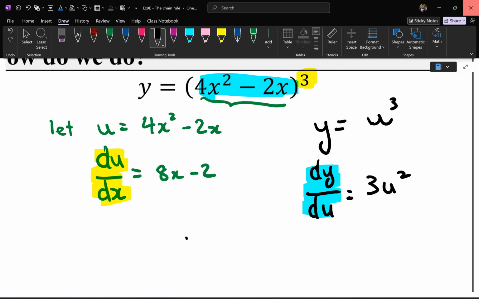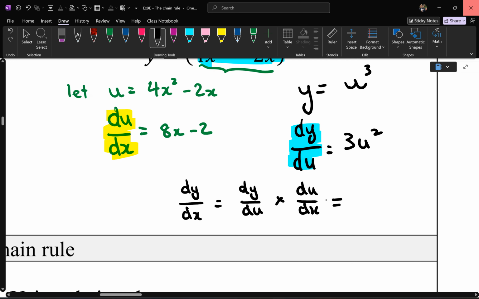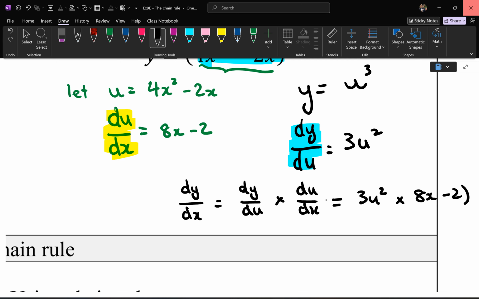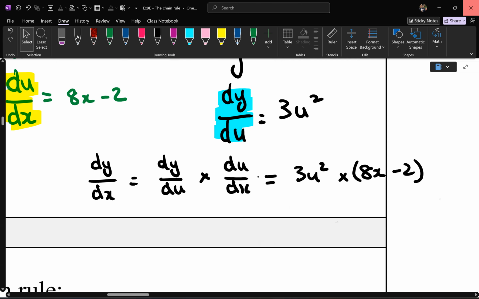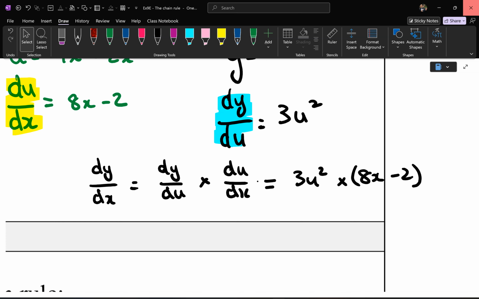So according to the chain rule, delta y delta x is equal to delta y delta u, which we have, multiplied to delta u delta x, which we also just found out. So together, you have 3u squared multiplied to 8x minus 2. Can't leave your answer here. Why? What's the problem? Albert. The u. I made up u. U was a variable I made up to make my problem easier.